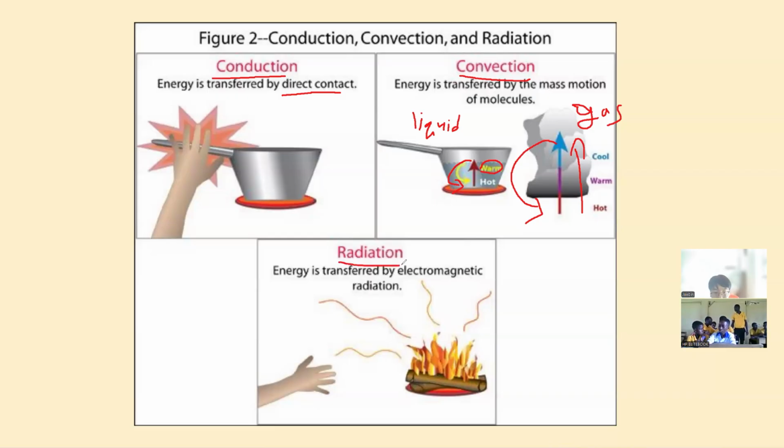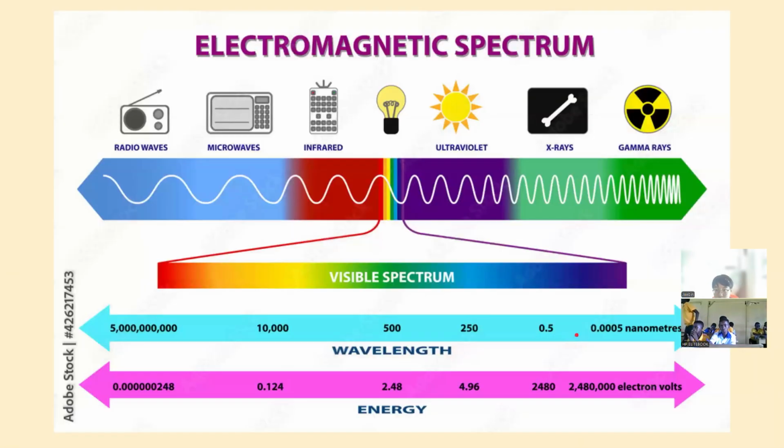And lastly, we have radiation, which is transferred by electromagnetic radiation. There are these waves that we can and cannot see, and these waves are called electromagnetic waves. So, here is just a spectrum of electromagnetic waves.